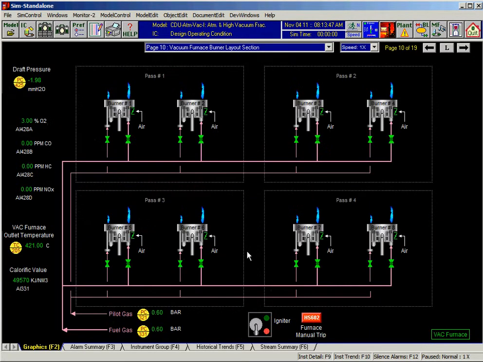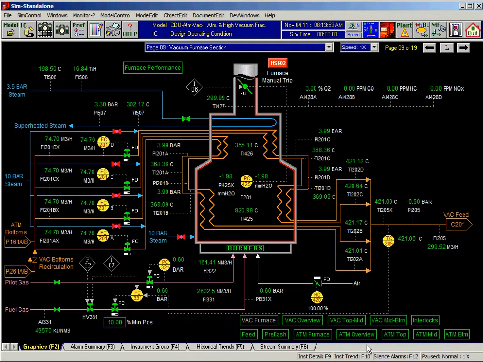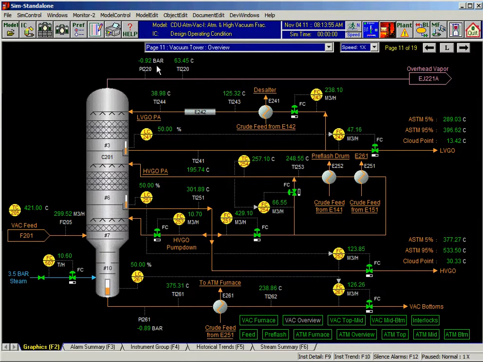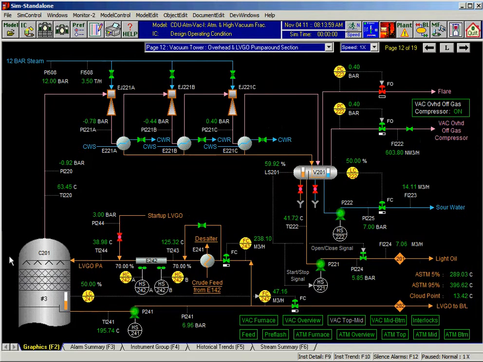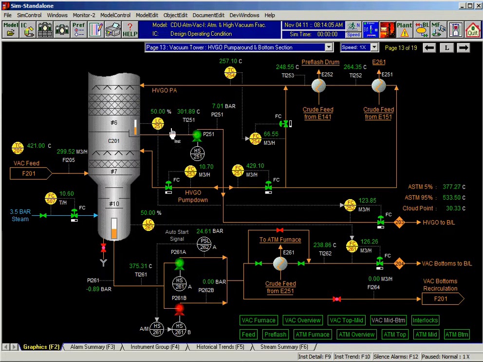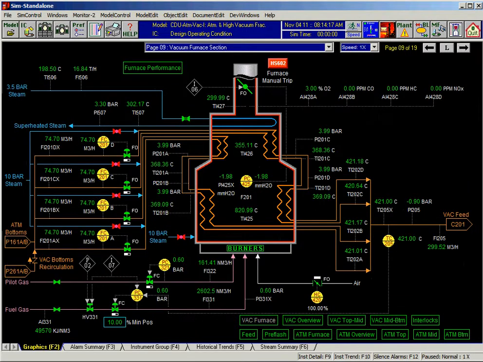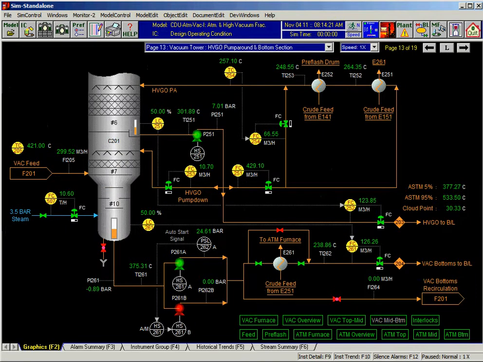This is a natural draft furnace. It has only 8 burners. And then we have an overview page for the vacuum column. Then we have an overhead system with the vacuum system. Then midsection, we have pump around and HVGO draw and the vacuum bottoms. And this is for startup, recirculation, where it comes back so you can keep the vacuum system on should the atmospheric section fail.